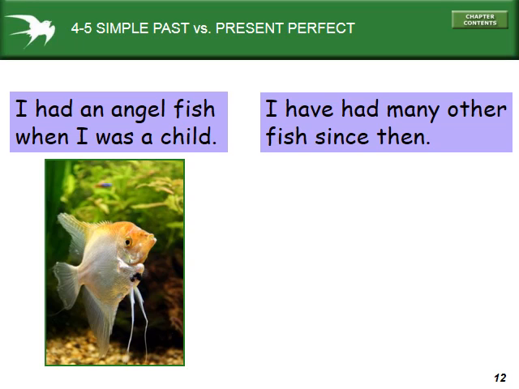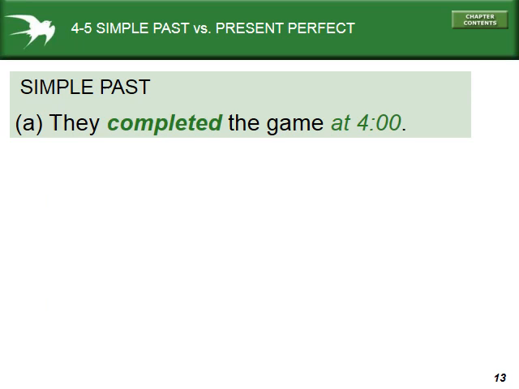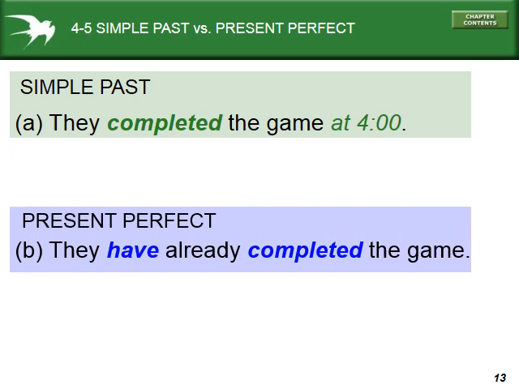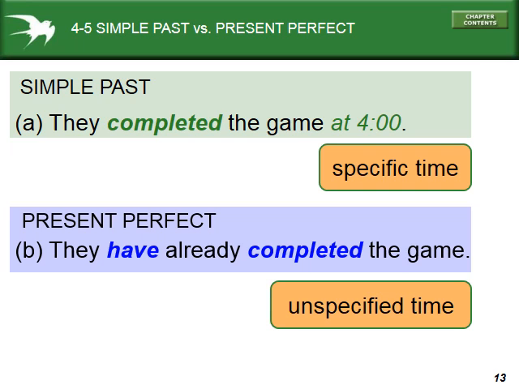So let's go ahead and take a look at how these ones are different. Here with the simple past, they completed the game at 4 p.m. And here we see they have already completed the game. Now, the difference between these is that the simple past is used with a specific time, right? But the present perfect is used with an unspecified time. So this is one difference between them.